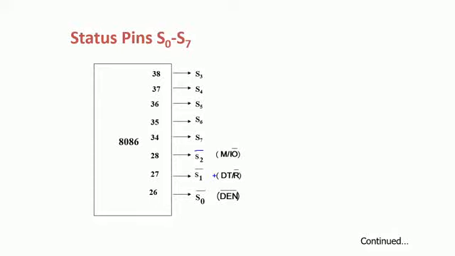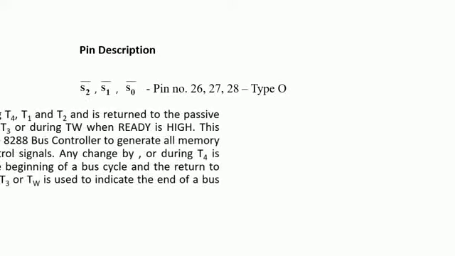In order to show what kind of operation is going on inside the microprocessor, we have the three status signals. These two indicate in which segment the microprocessor is currently working, and these three show what kind of operation is going on inside the microprocessor at a particular point of time. So let's see the combinations of those three signals.